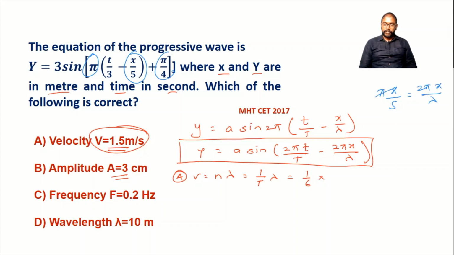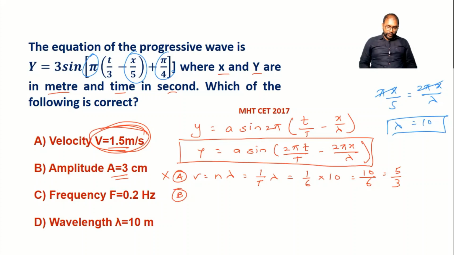This pi gets cancelled, lambda we can shift to this side, so 5 into 2, 10. 10 is the lambda, so into 10 I can do into 10. So 10 by 6 is not coming, it is 5 by 3. So 5 by 3, it is not coming 1.5. So here option A is not the right option. Now let me check with option B.